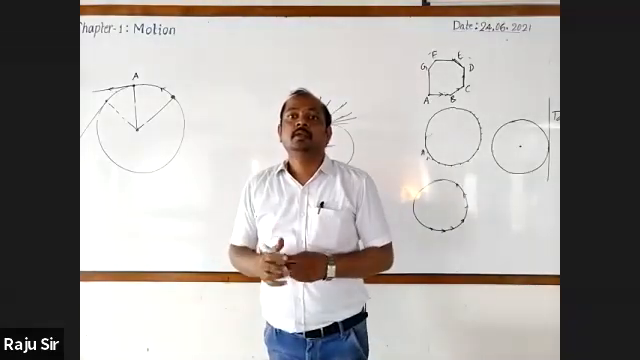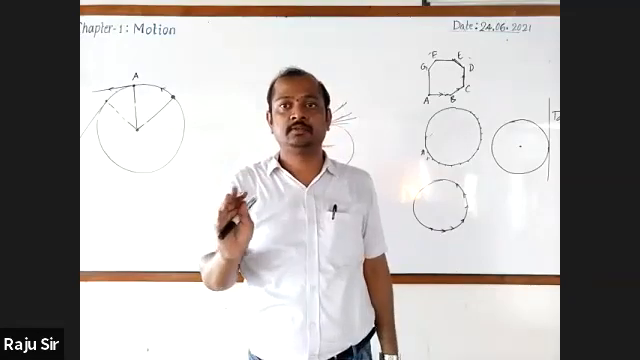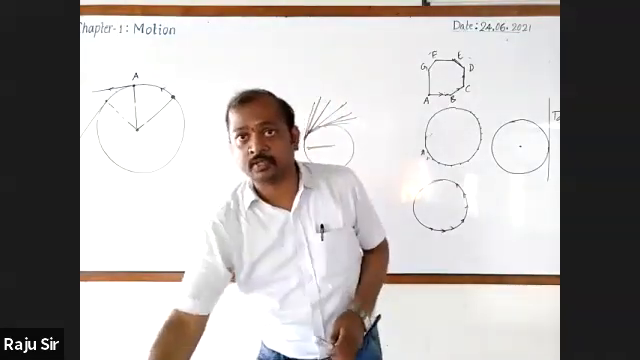Explain once again. When the body is moving in the circular path, the direction of its motion will be tangential. That should be remembered. Okay, next.